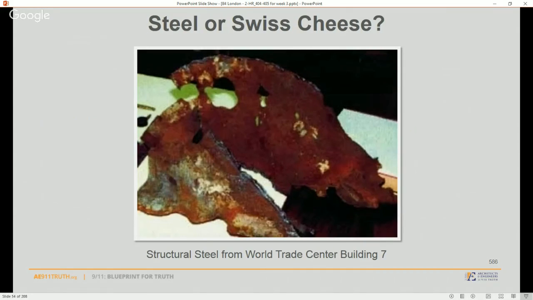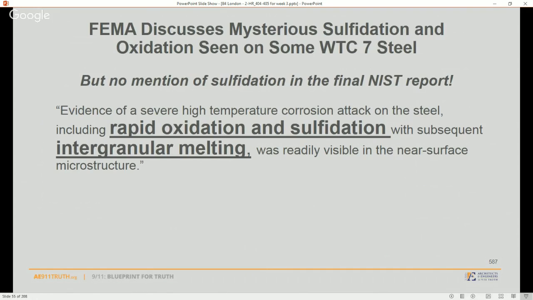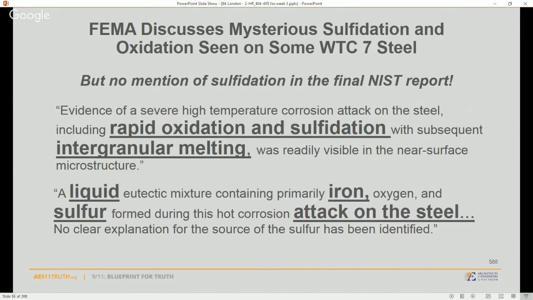But this piece of steel, secured by John Gross himself from NIST, whom we're going to hear from in a moment, shows rapid oxidation, sulfidation, and melting of iron. Yes, a liquid iron. What is liquid iron? It is iron that has exceeded its melting point of 2,800 degrees. What can do that? Sulfur formed during this hot corrosion attack on the steel.